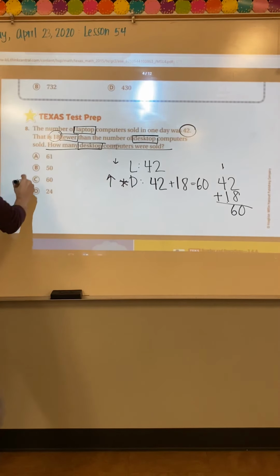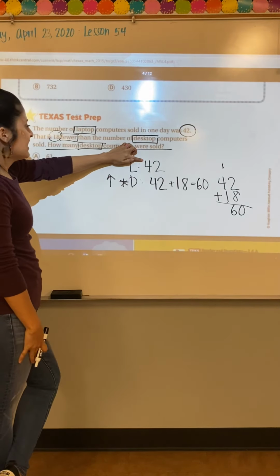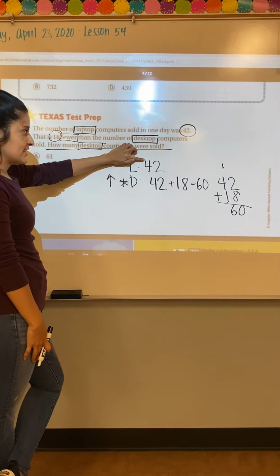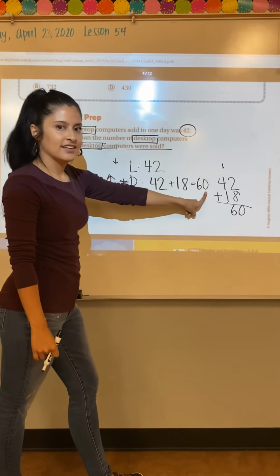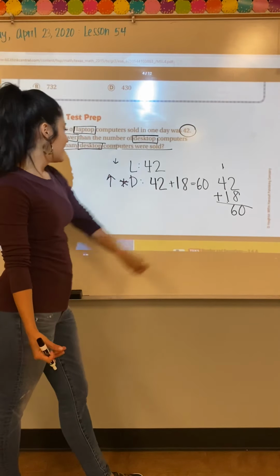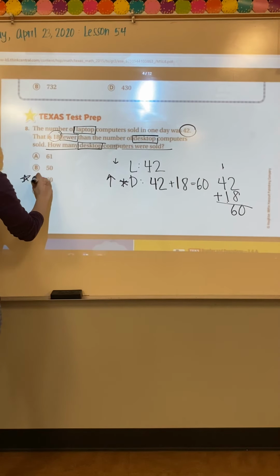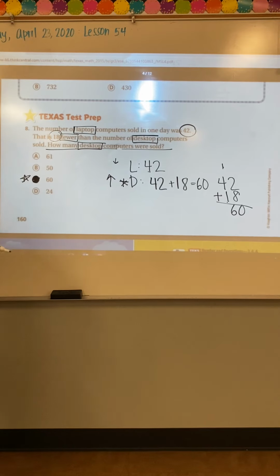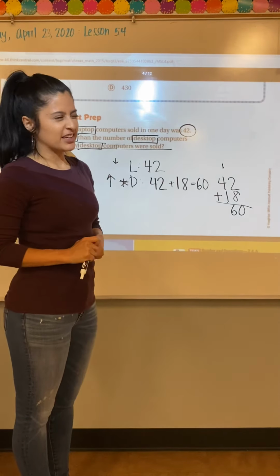Does this make sense? Well, I know it's an answer choice. The number of laptop computers, 42. Is that 18 fewer? Is this number 18 less than 60? Yes. All right, so we have here 60 desktop computers. We have our one-step problem here. Now, let's take a look at some of these answer choices. I'm going to guess that they have the other operation here to kind of fool you.